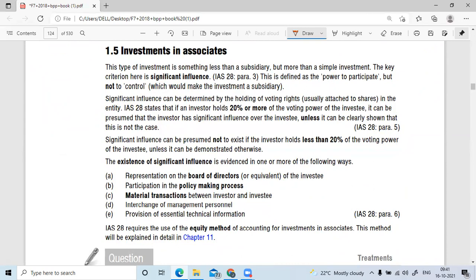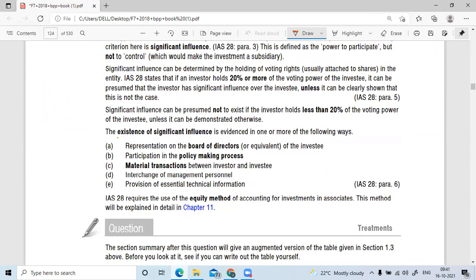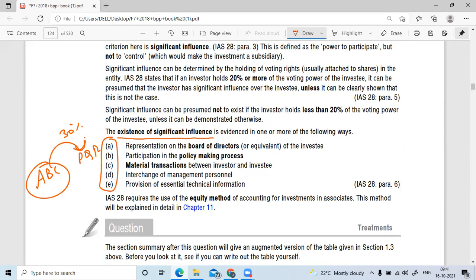Investment in associate, we already discussed. We will just go with significant influence here. Significant influence, what is the evidence? Suppose ABC has invested in PQR, a 30% investment. How can I say that ABC has significant influence over PQR? These following points would give me an idea. Representation on the board of directors of the investee. That means ABC company's directors can represent as BOD in this company.